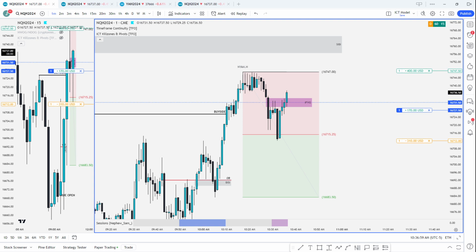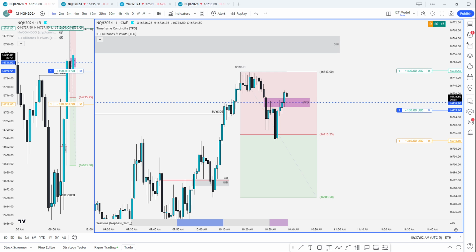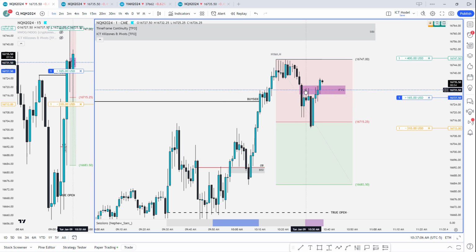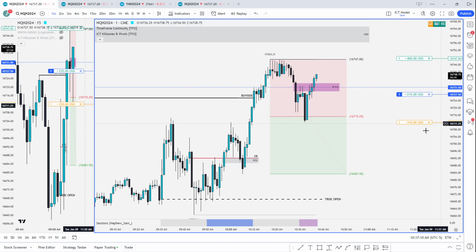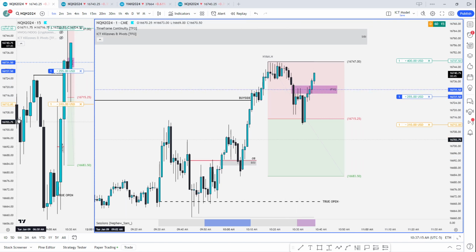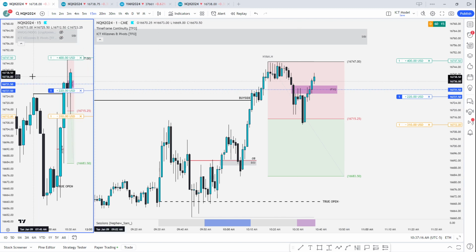So that's why I would not short that. Makes sense? Like, obviously, we did take out buy side. We did have that sibi. We'd have a market structure shift, but the framework is still important. We're not going to take that short because we have discount. We have higher time frame structure that's pointing towards further upside.